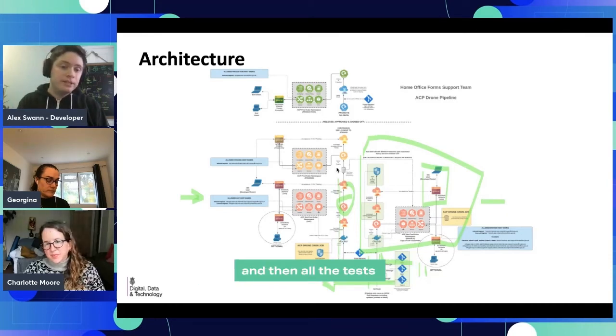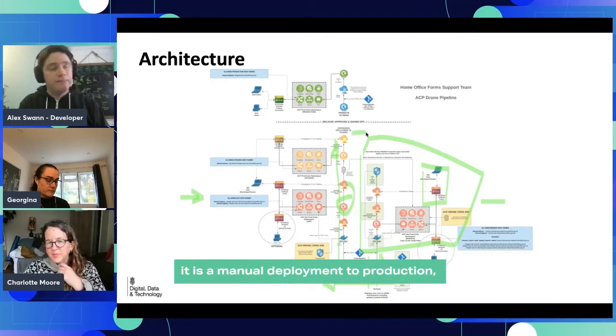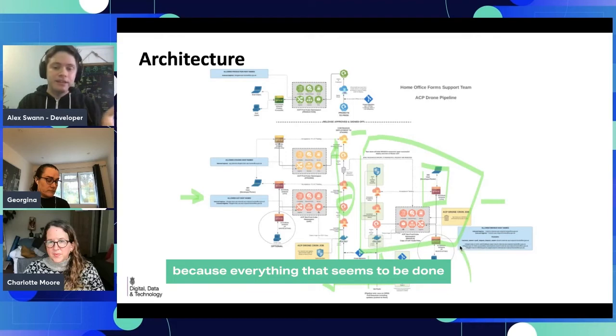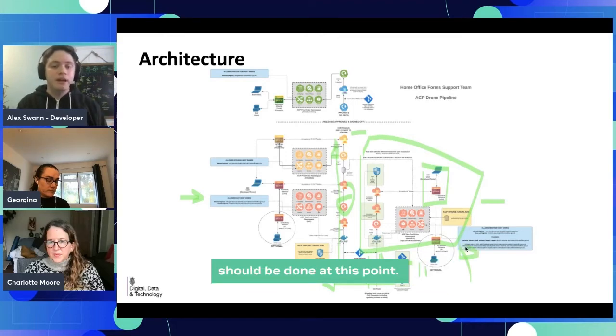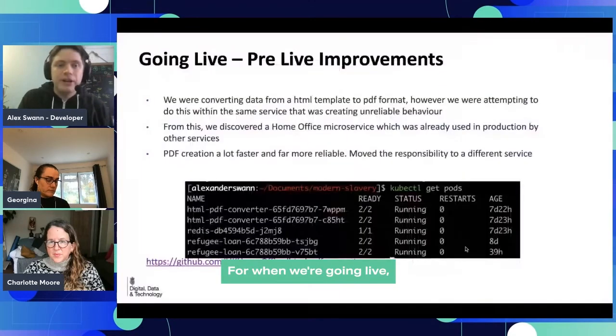And then all the tests and everything get run and deployed straight to staging. And to be honest, at this point, it is a manual deployment to production, but it should be a formality because everything that needs to be done should be done at this point, before it even gets merged, which is great. So just the last section, for real, going live.